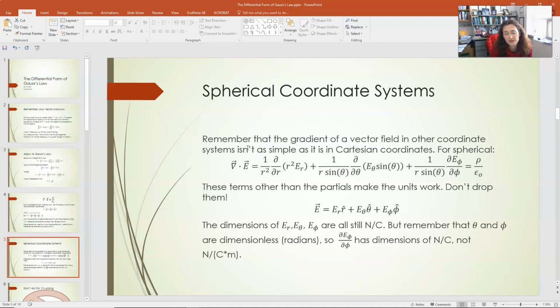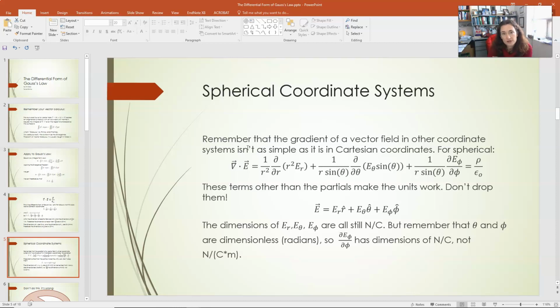For example, if I wanted to do del dot E in spherical coordinates, which is super common, right? Then you have an electric field vector, and that electric field vector has E sub r times r hat, plus E sub theta times theta hat, plus E sub phi times phi hat. In other words, the electric field will have components in the r hat, theta hat, and phi hat directions, okay?